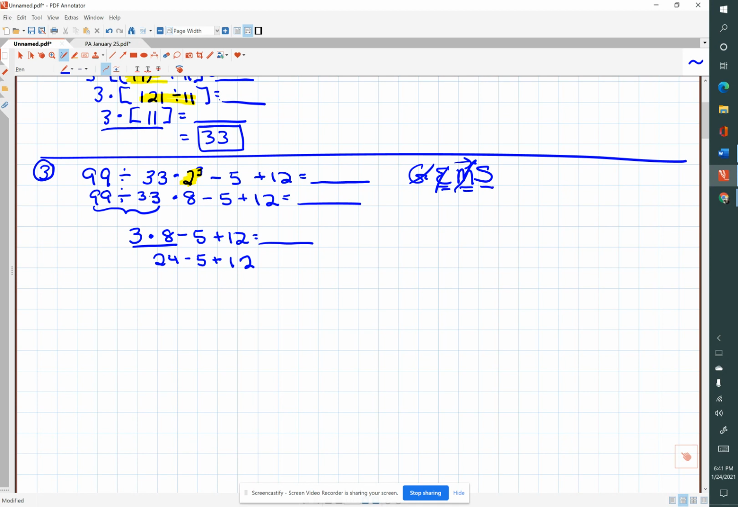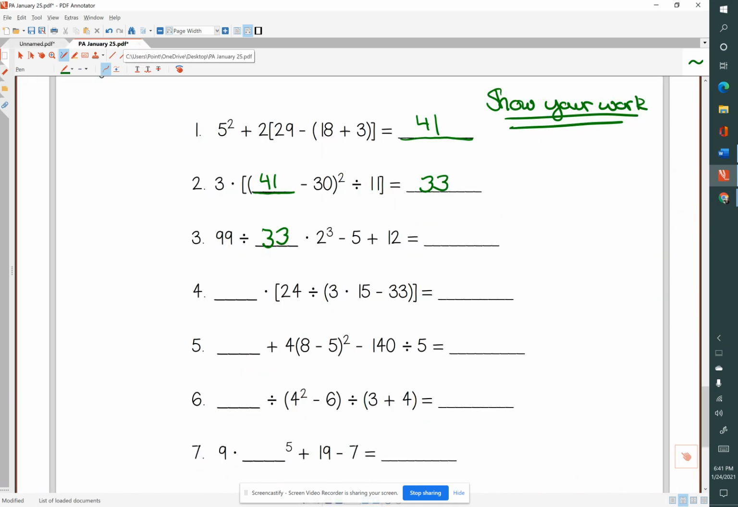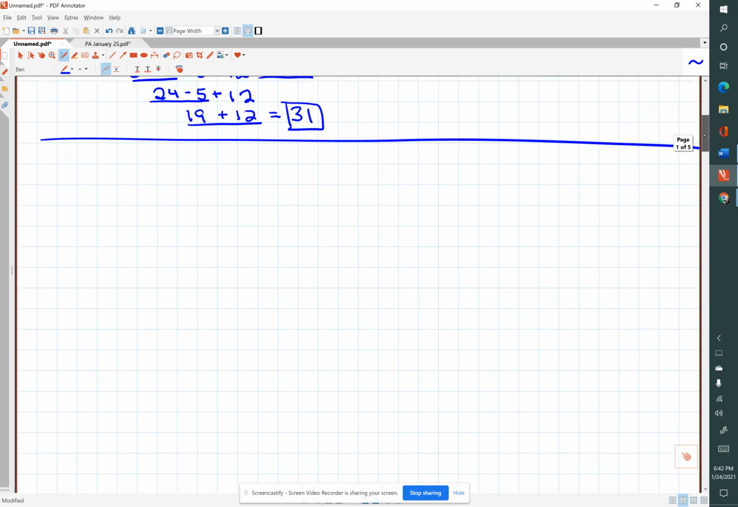And 99 divided by 33 is 3 times 8 minus 5 plus 12. And then I have 3 times 8, which is 24, minus 5 plus 12. Our multiplication and division are done. We work on subtraction and addition, working from left to right. 24 minus 5 is 19 plus 12. 19 plus 12 equals 31, which is our final answer.